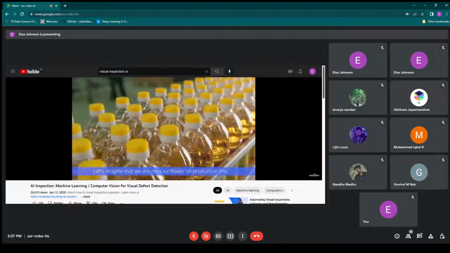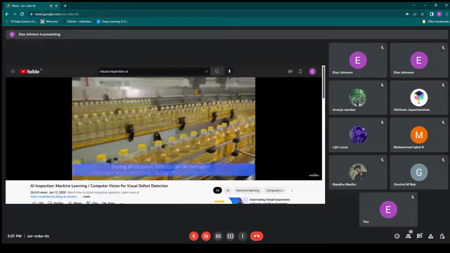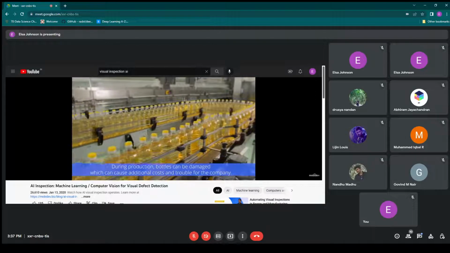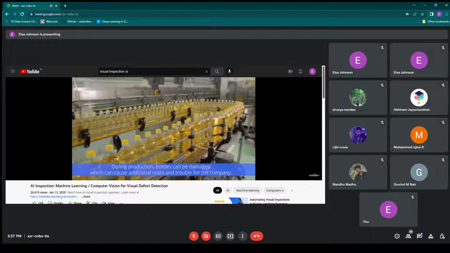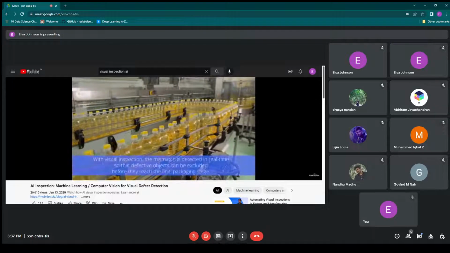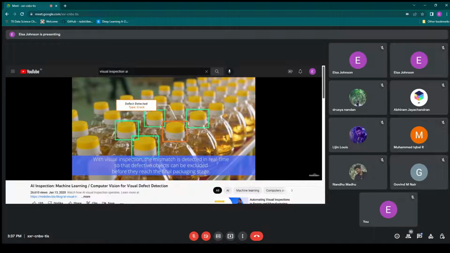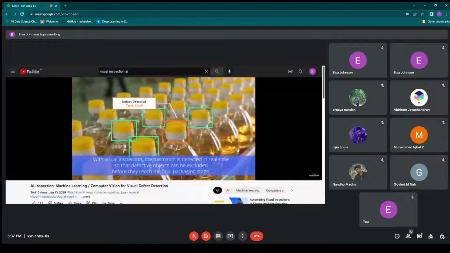Let's imagine that we are producing sunflower oil. Even during production, bottles can be damaged, which may result in additional costs and trouble during transportation. Thus, visual inspection based on the computer vision model detects the mismatch and notifies us in real time so that defective objects can be excluded before they reach the final packaging stage.